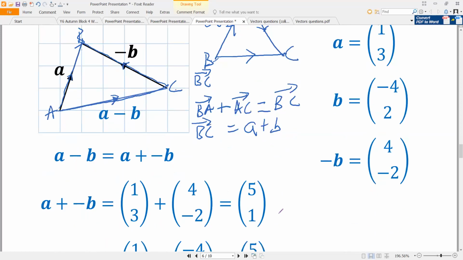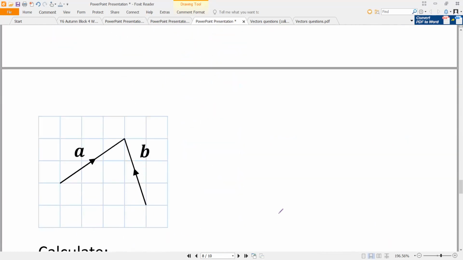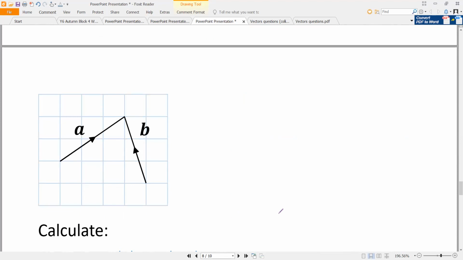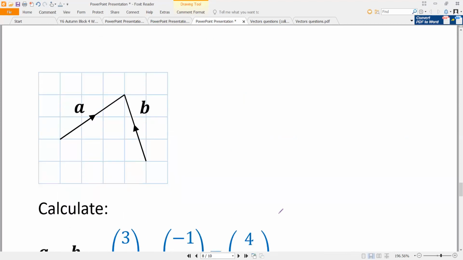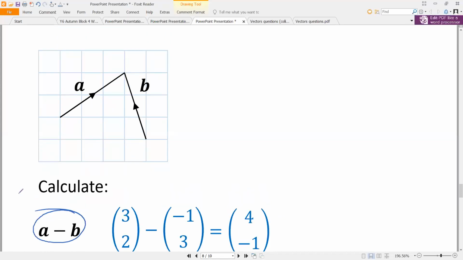So let's move on. Calculate. Look at this vector. But what are you going to calculate? Let's assume I ask you to calculate A minus B. What will this be? Combine this. As you can see, what will be A minus B?